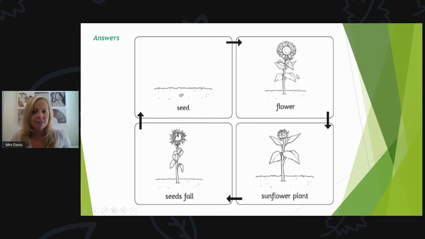Brilliant. So it should then go into the flower. Then it will start to become the flowering plant. Okay, the flowering plant, sunflower plant. So it just moves from the actual flower to the actual sunflower plant. And then from the sunflower plant, because actually the sunflower seeds grow in the middle there, okay, those seeds will then fall, okay? So the seeds fall back to the ground and the whole process will start again. Brilliant, guys. A fantastic job if you did that. Well done.